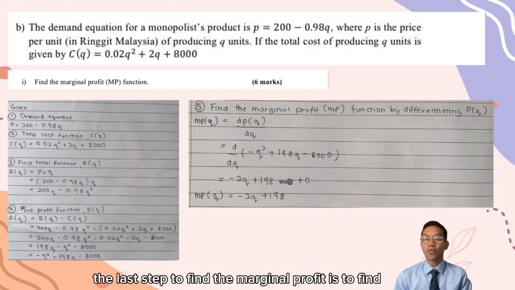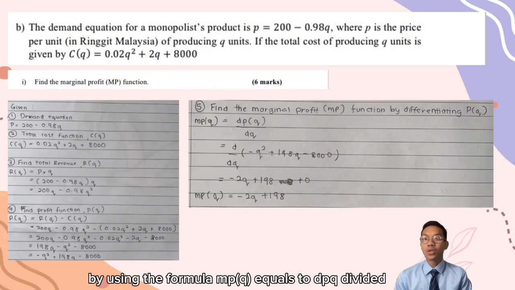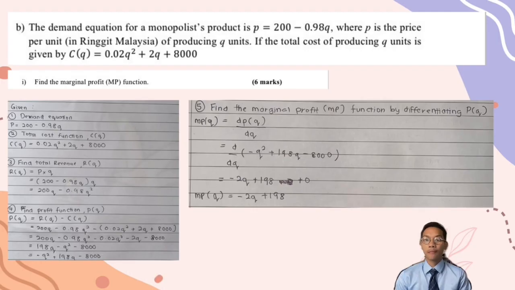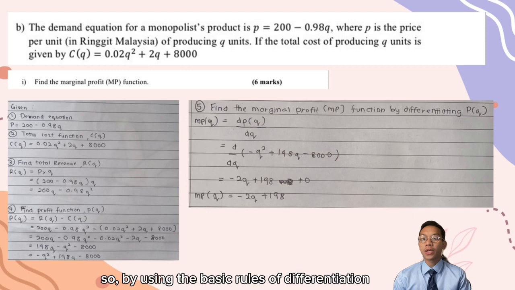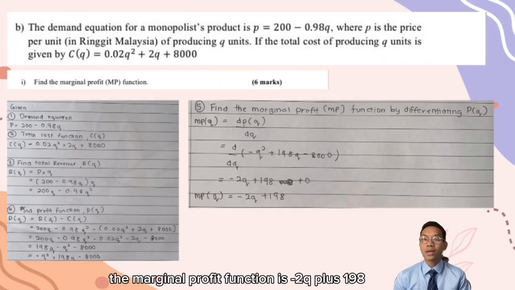The last step to find the marginal profit is to differentiate P(Q), using the formula MP(Q) equals dP(Q) divided by dQ. The function to differentiate is the profit function, negative Q squared plus 198Q minus 8,000. By using the basic rules of differentiation, the derivative of negative Q squared is negative 2Q. The derivative of 198Q is 198, and the derivative of negative 8,000 is 0. After rearrangement the result is negative 2Q plus 198 plus 0. In conclusion, the marginal profit function is negative 2Q plus 198.